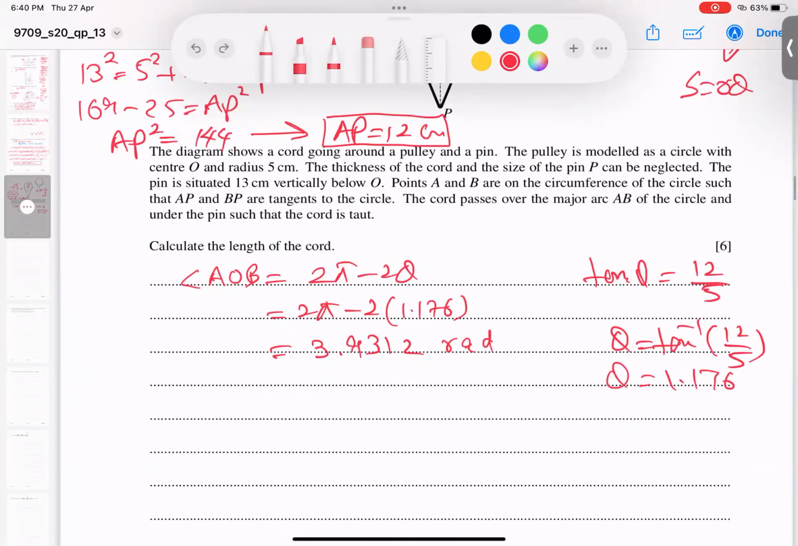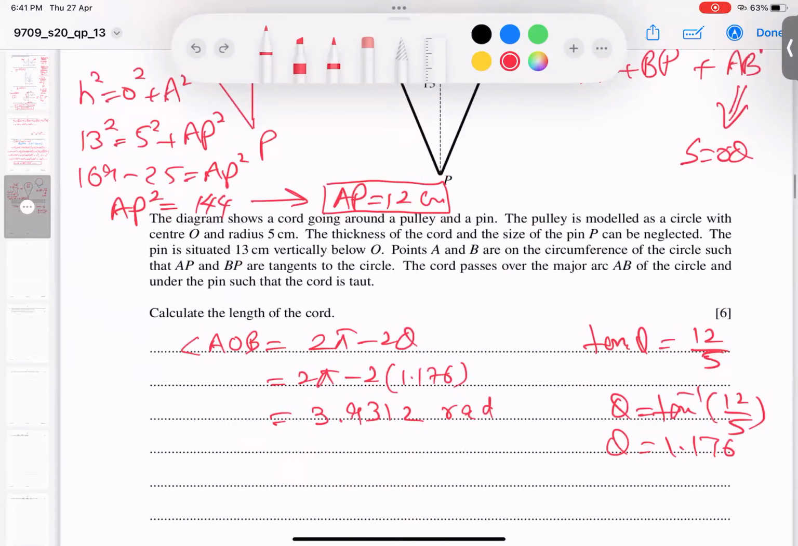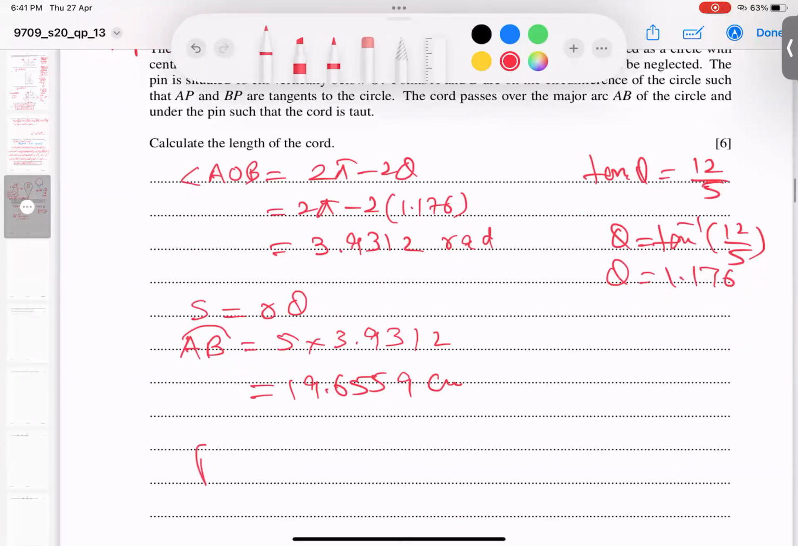So what is the arc length? I'm looking for the AB arc length. So the arc length formula: S is equal to R theta. So AB arc length is equal to R is 5, theta is 3.9312. And what answer am I getting, students? So 19.6559 centimeters.